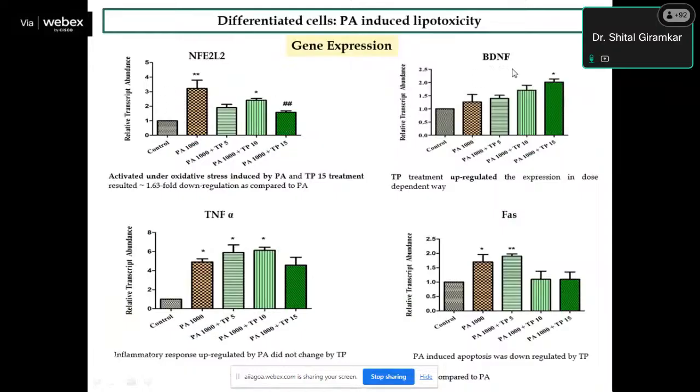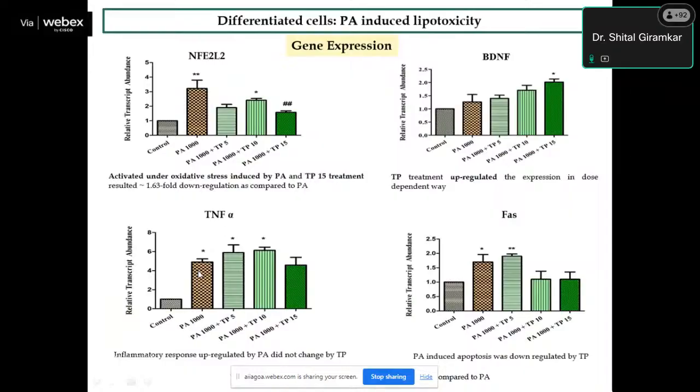In case of BDNF, brain derived neurotrophic factor, it is a neuronal plasticity marker. It was observed that as compared to palmitic acid, the AAA treatment group showed upregulation of the expression in a dose dependent way. So it may increase the neuronal plasticity.